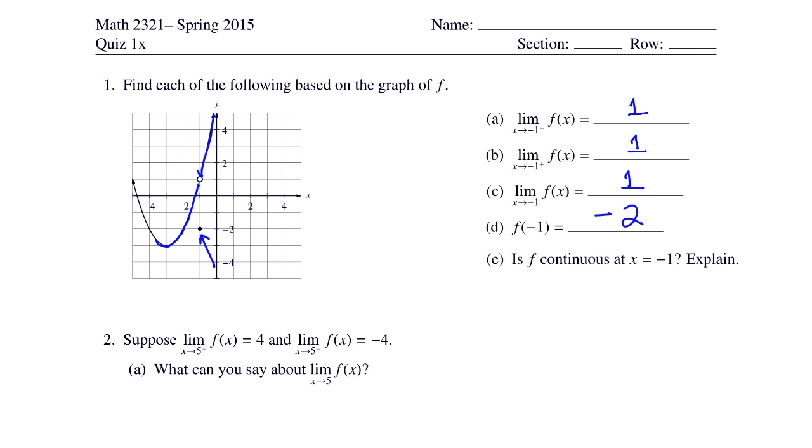Part E, is f continuous at x equals -1? The answer is no. The explanation is because f of -1 is not equal to the limit as x goes to -1 of the function.